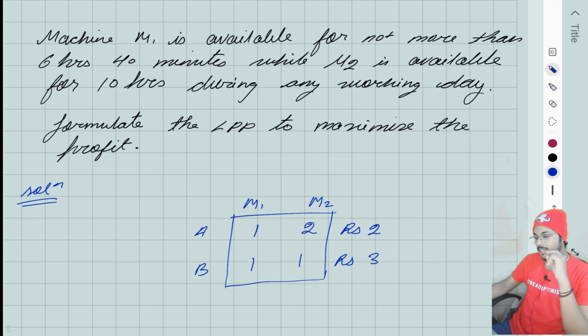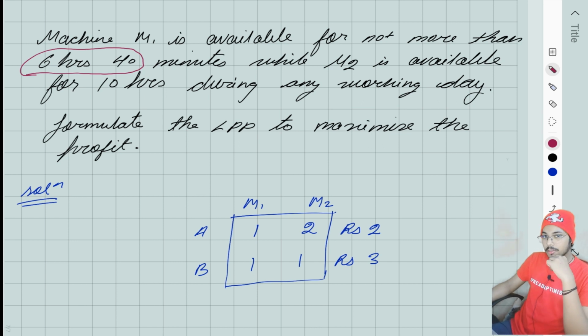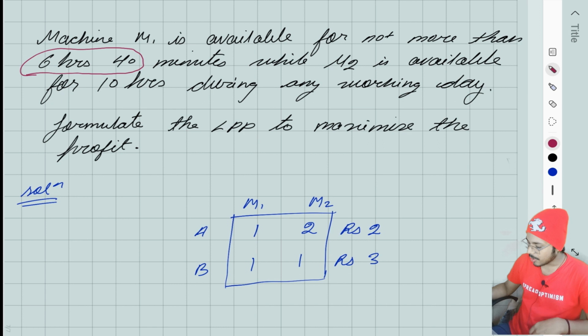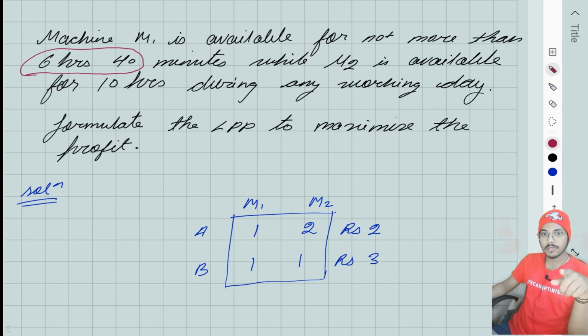So what is the constraint for M1? It is 6 hours 40 minutes. Okay, see here 6 hours 40 minutes. Whether you will write here 6 hours 40 minutes or what? Now here is the question and it's a logical question. If you write 6 hours 40 minutes, it's going to be difficult for you to solve the problem, because you will get the decimal. Okay, you have to solve in decimal.